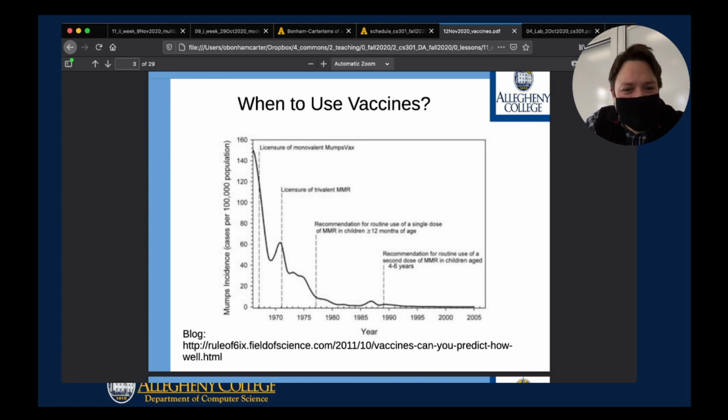And you can see where each peak is. I'm looking at, for instance, the licensure of trivalent MMR. That was a vaccine that was given out. And you can see that the cases were climbing in 1970, and then once a vaccine came out, they began to decline. And then, of course, there's a recommendation for routine use of single-dose MMR vaccine for children who are greater than 12 months of age, in other words, children who are a year old.